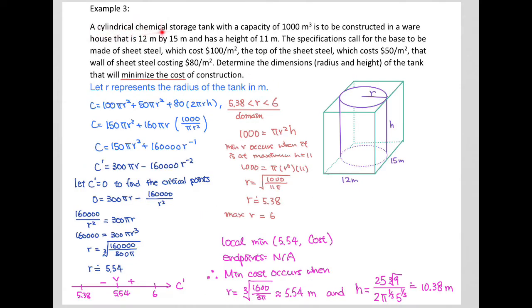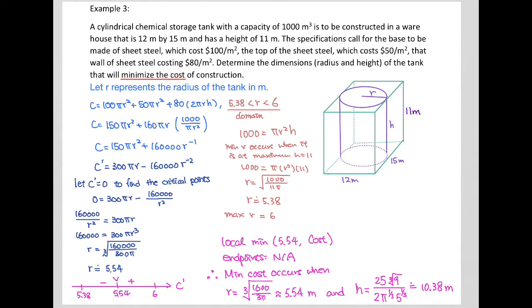Example number 3. A cylindrical chemical storage tank with a capacity of 1,000 meter cube is to be constructed in a warehouse. And the dimensions of the warehouse are 12 meters by 15 meters and the height of 11 meters. And they tell us the cost of each side of the cylinder. So it says the base of the cylinder will be $100 per meter square, and the top will be $50 per meter square, and the side, which is the wall, will be $80 per meter square. And our goal is to find the dimensions that will minimize the cost of the construction.